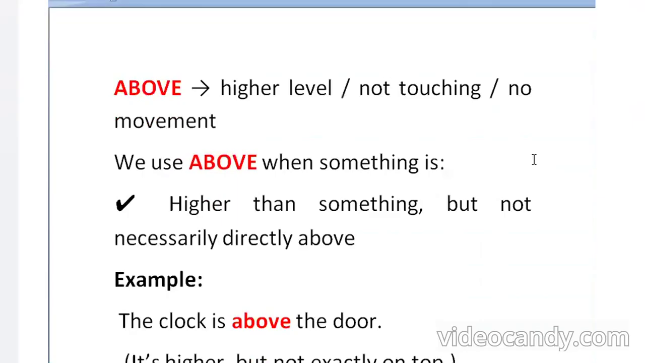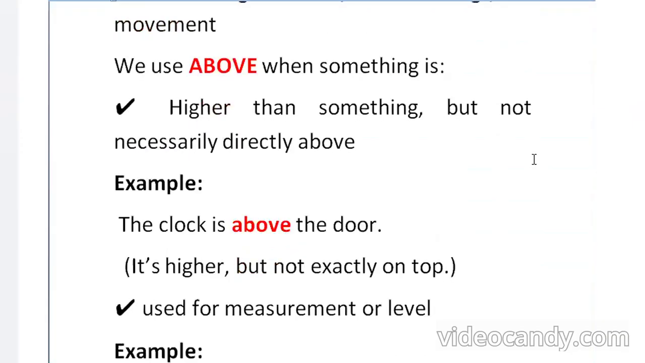Above, eye level, not touching, no movement. We use above when something is higher than something, but not necessarily directly above. Example, the clock is above the door. It is higher but not exactly on top.